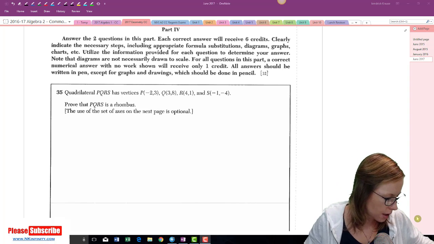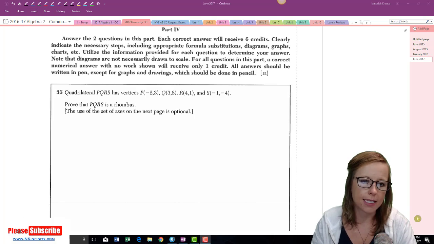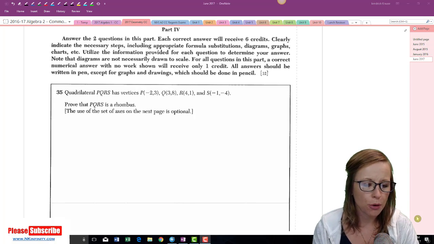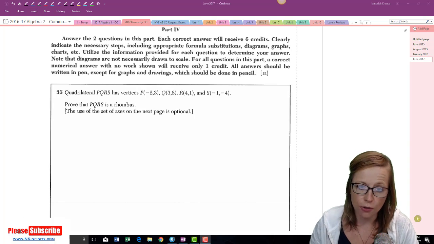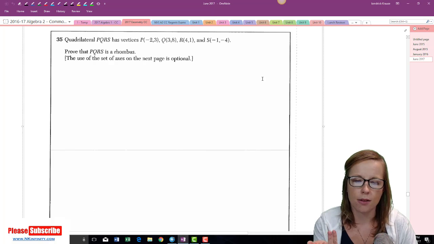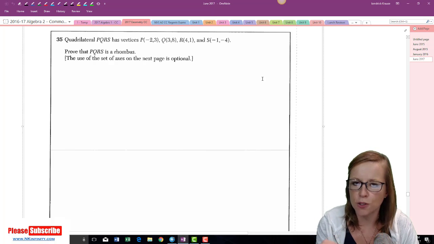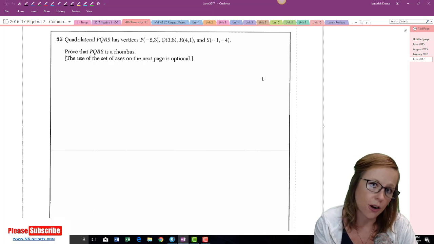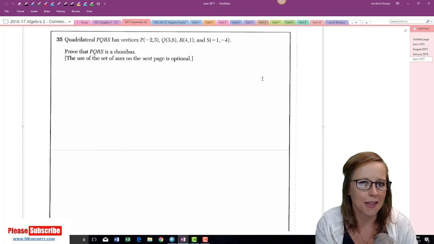So quadrilateral PQRS has these vertices. Prove that it's a rhombus. I'm not even going to graph it yet, because if I want to prove something's a rhombus, there are 2 ways I can do it. I'm going to guess that 90% of students would just use the distance formula for all 4 sides and say they're equal. Done. That's what I'm going to do, because that's what I think most kids would do.